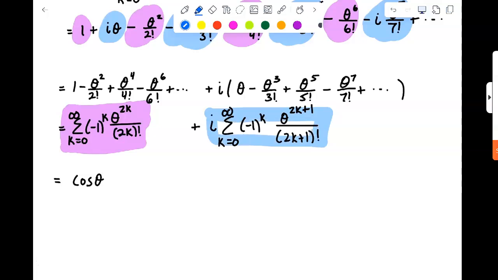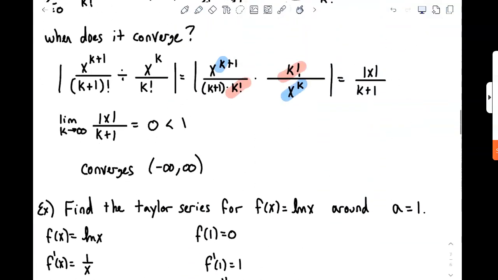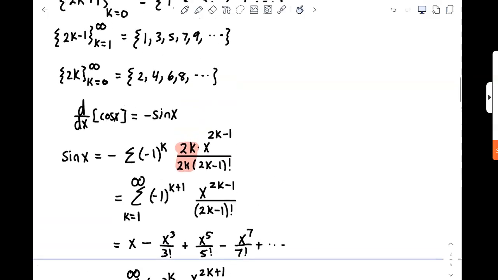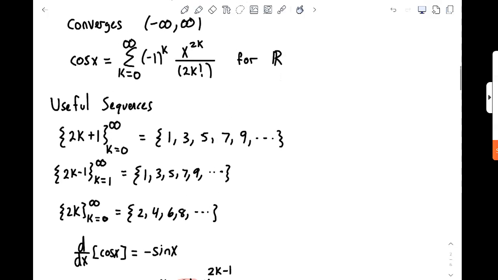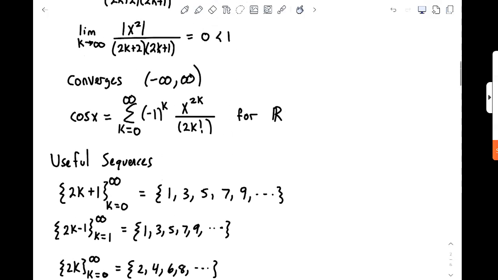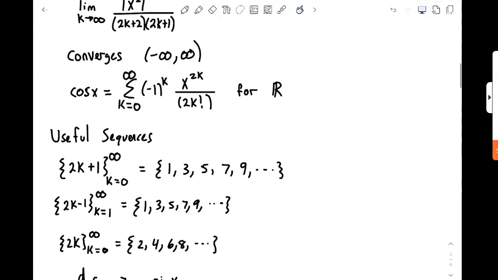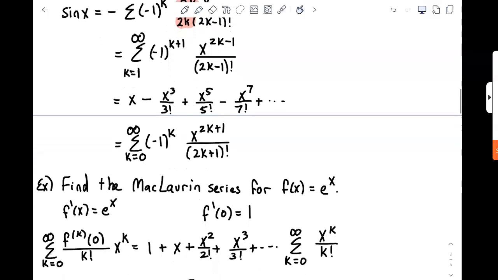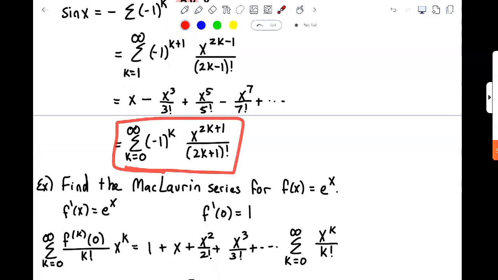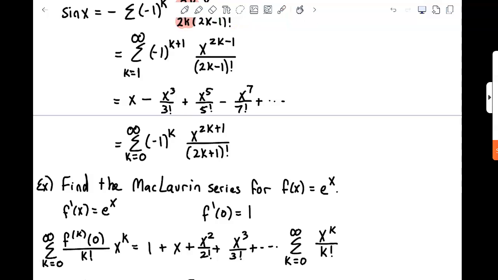I'm hoping that piece will look a little familiar to you. If it doesn't, we've also seen that one recently. Let's just scroll up a little bit. When we differentiated our cosine series, we got exactly that series. Right there, k equals 0 to infinity of minus 1 to the k, x to the 2k plus 1 over 2k plus 1 factorial.